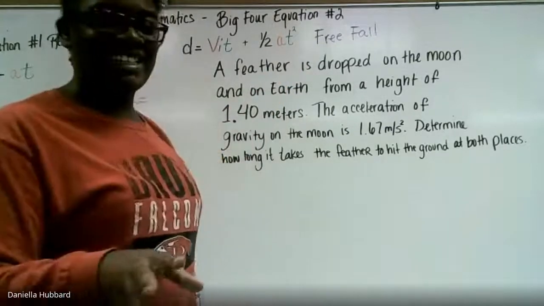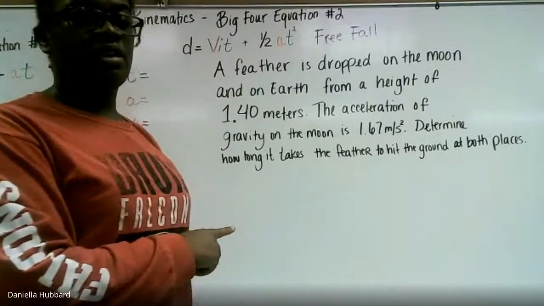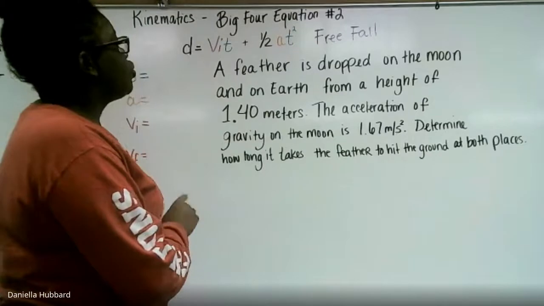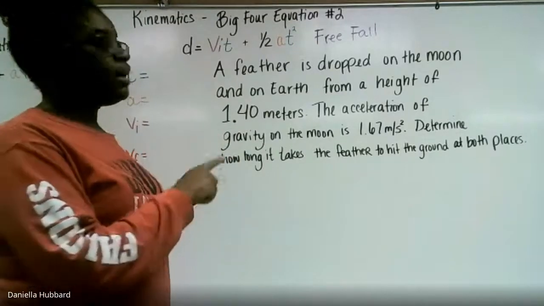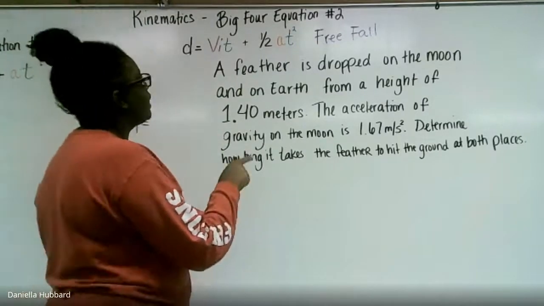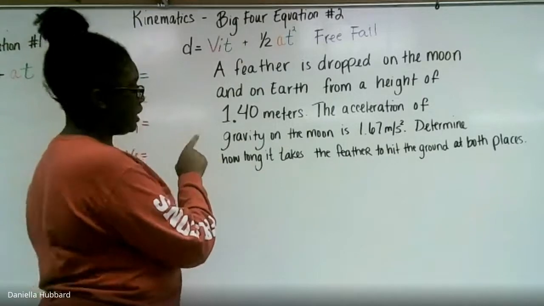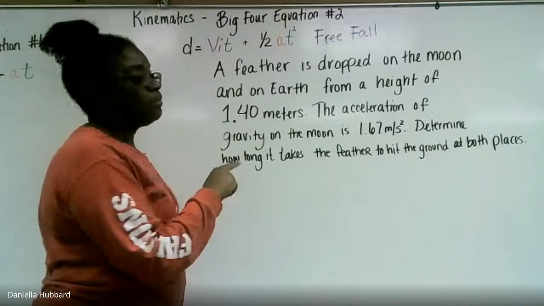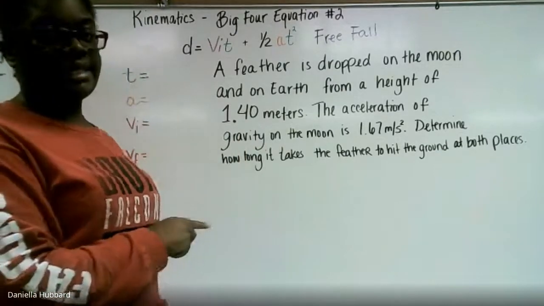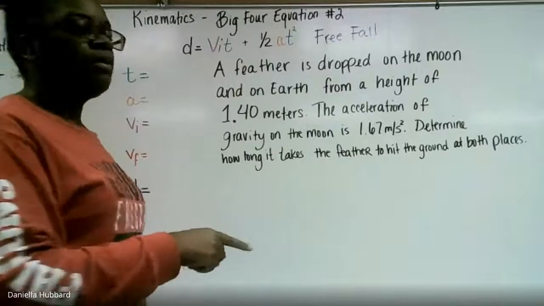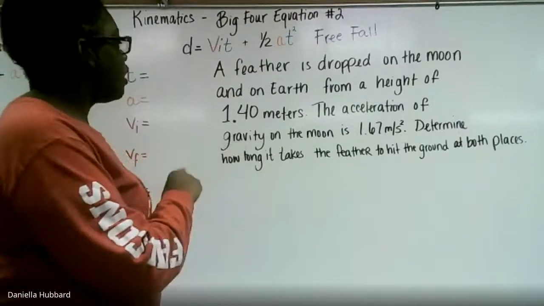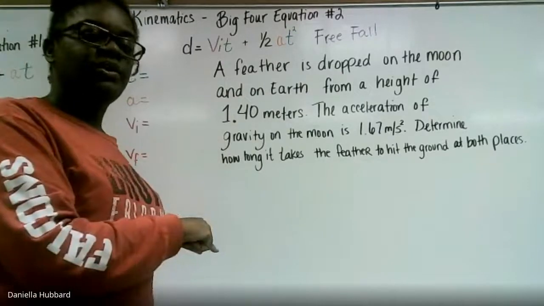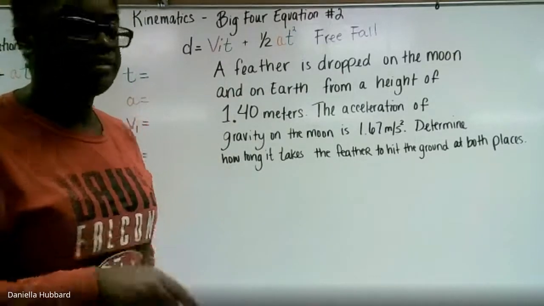So before we get into that, let's look at this free fall problem. We have a feather that is dropped on the moon and on Earth from a height of 1.40 meters. The acceleration of gravity on the moon is 1.67 meters per second squared, and we are going to determine how long it takes the feather to hit the ground on the moon and on Earth.